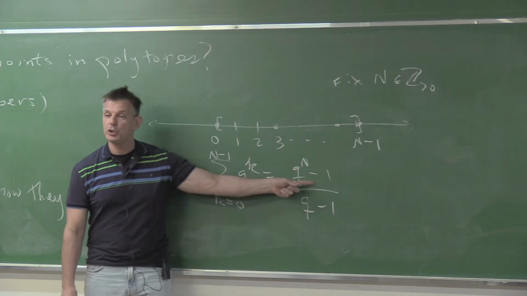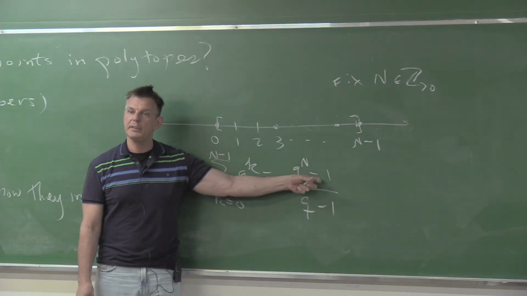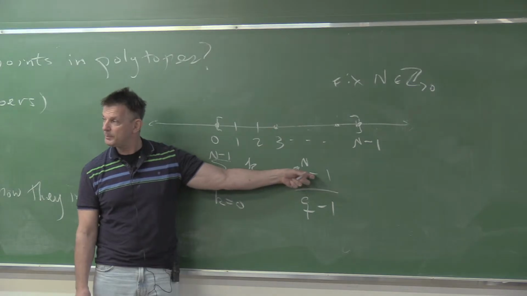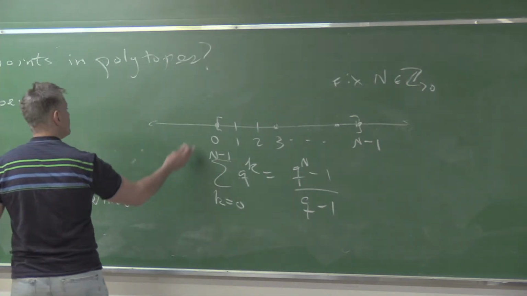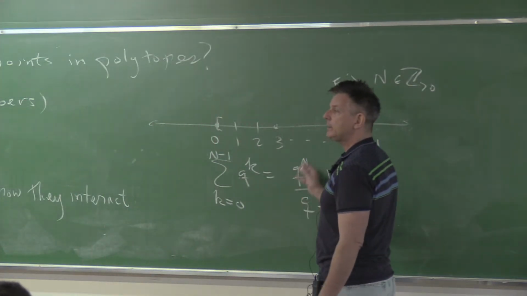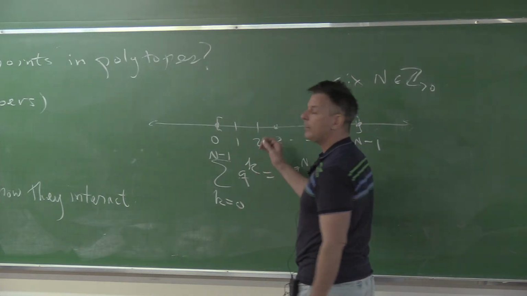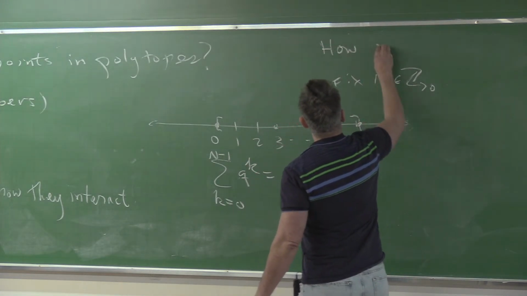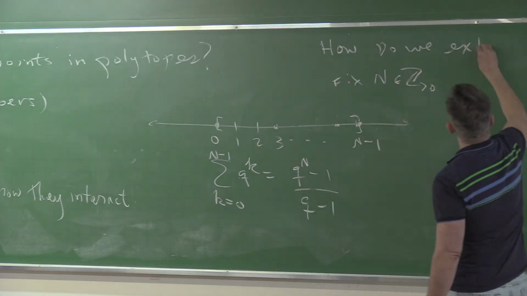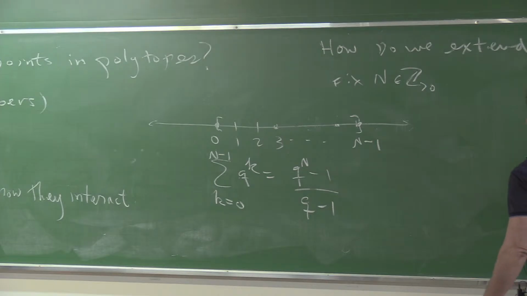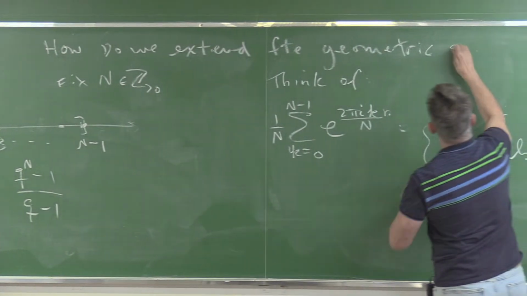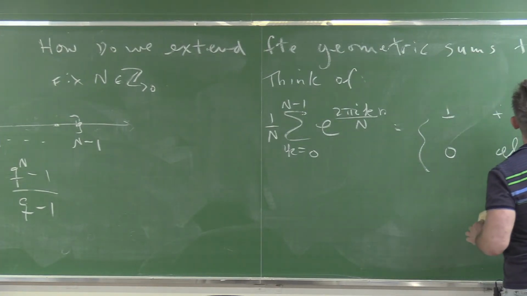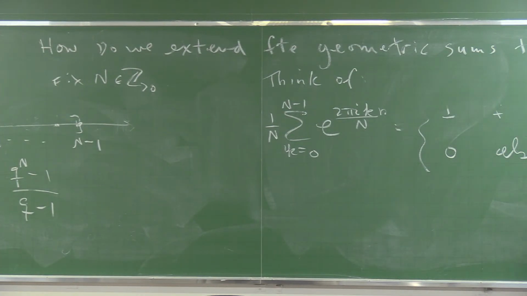So this is long, this is short. But it turns out that the short, efficient way of writing things down is also very nice, because you can take limits and get the right answer. And so for today, the question is, how do we extend this simple idea to higher dimensions? Let's extend finite geometric sums to higher dimensions, in fact, all dimensions.